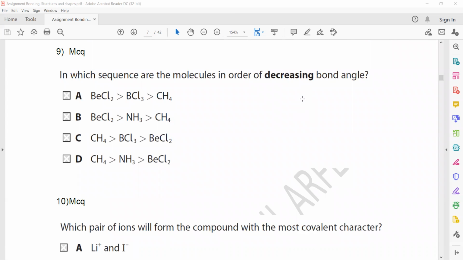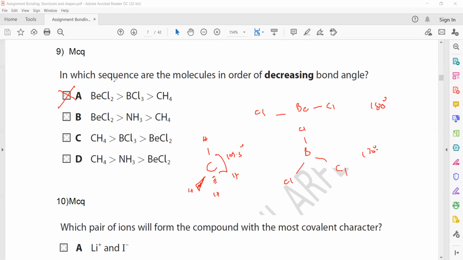In which sequence are the molecules in order of decreasing bond angle? BeCl2 will be a linear structure, and when it is linear, the bond angle is 180. BCl3, boron trichloride, will be 120. And for CH4, the bond angle will be 109.5, a tetrahedral structure. So in decreasing bond angle, the highest will be BeCl2, followed by BCl3, then CH4. So A should be the right answer. We can identify the bond angle from the number of bond pairs and lone pairs.